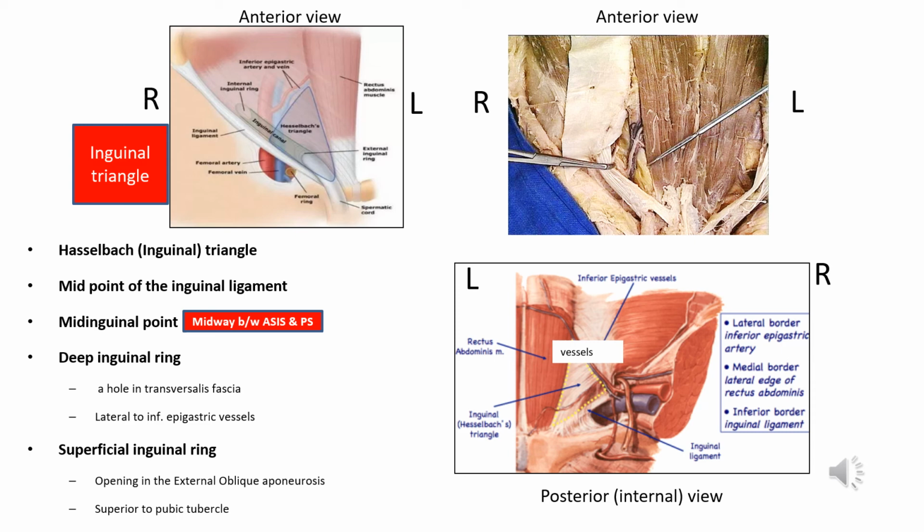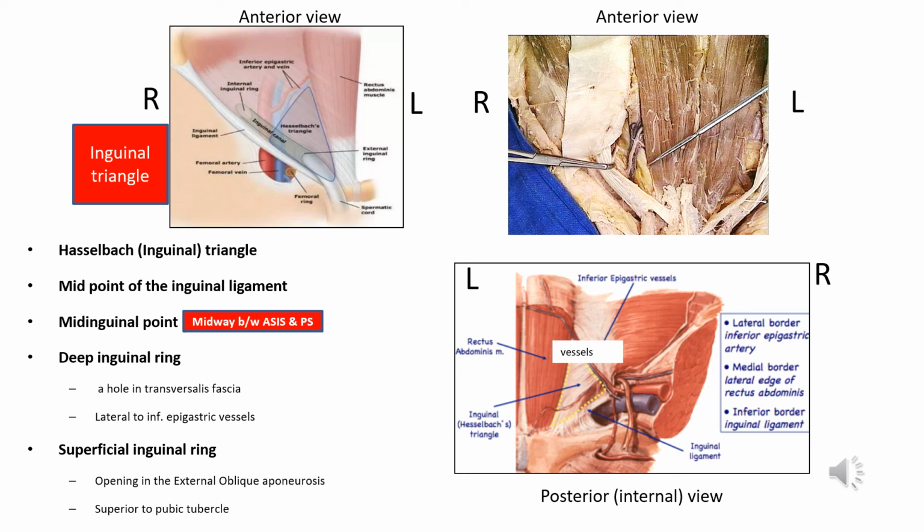The superficial inguinal ring is the end of the inguinal canal and is superior to the pubic tubercle. It is a triangular opening in the aponeurosis of the external oblique. Another landmark that you need to know is the inguinal triangle. The inguinal triangle is the triangular region of the deep part of the anterior abdominal wall. It is a weak area where direct hernia can occur.